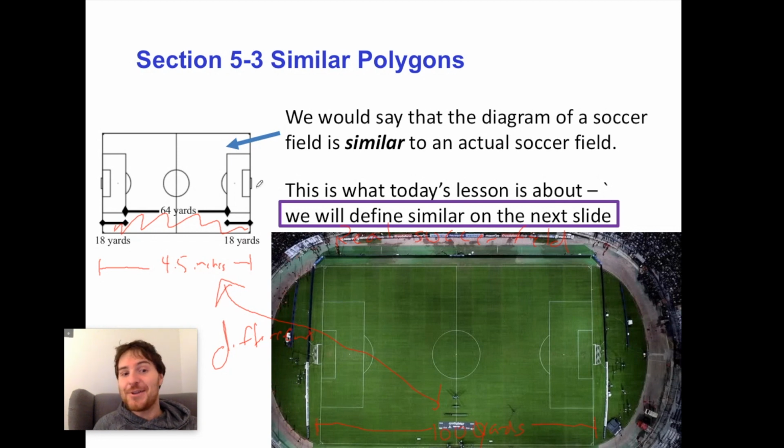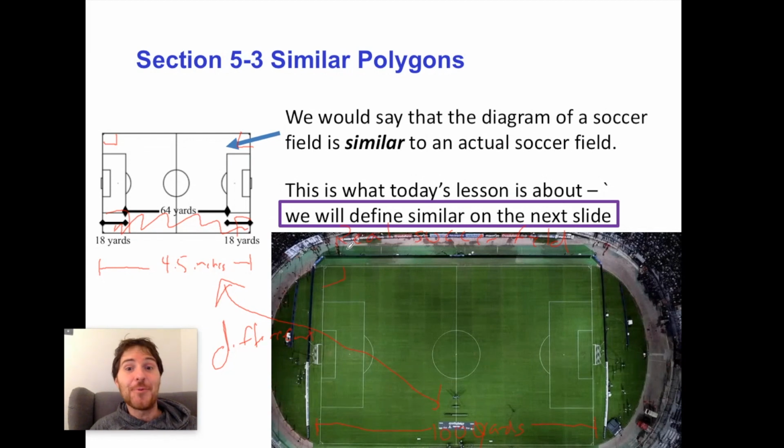What about the angles? Let's talk about how they're the same, the diagram versus the actual real thing. The angles are all what kind of angles? A soccer field's a quadrilateral, so it's got to be 360 degrees worth of angles. Oh yeah, all these are congruent. These are all 90 degree angles. So the diagram itself, the angles are going to be the same.